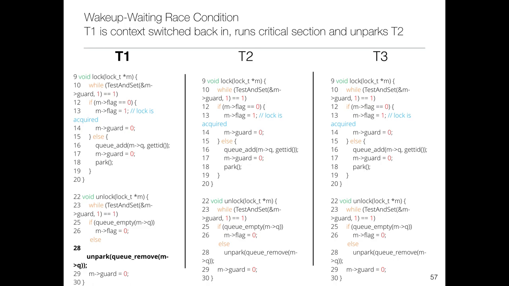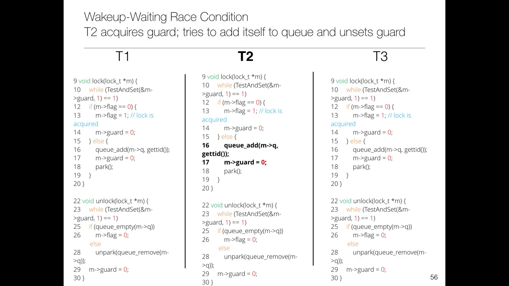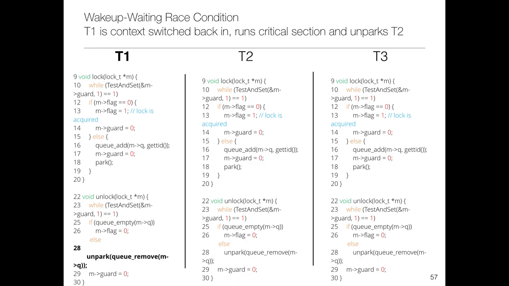Now, at line 17, there is a context switch. So T2 has added itself to the queue. It's unset the guard, but the T2 thread has not yet parked. So T2 has not yet been put to sleep. Now T1 gets the control back again. Because the guard was unset, T1 can now enter into the unlock section.